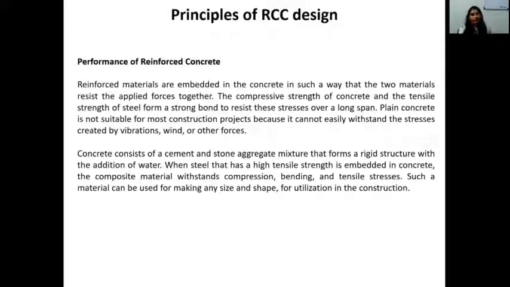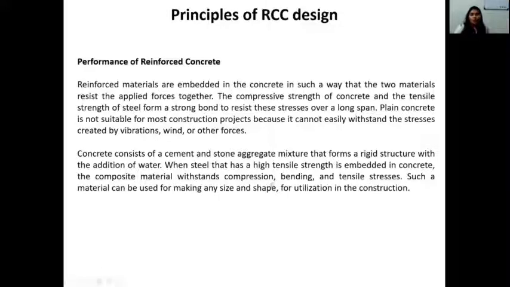Okay. Plain concrete is not suitable for most construction projects because it cannot easily withstand the stresses created by vibration or wind or any other forces or bending moments created in the structure. Okay. So PCC is not well suited to long span structures or bigger structures, as its load carrying capacity is very less, and that is why RCC takes over the main seat.